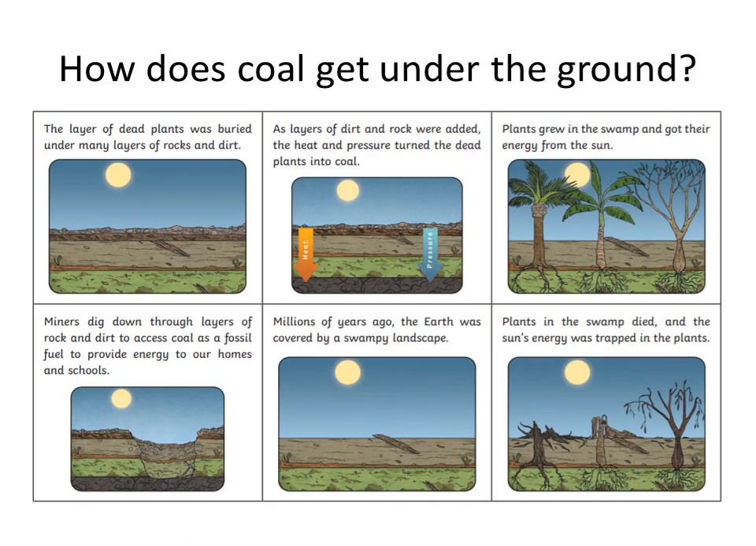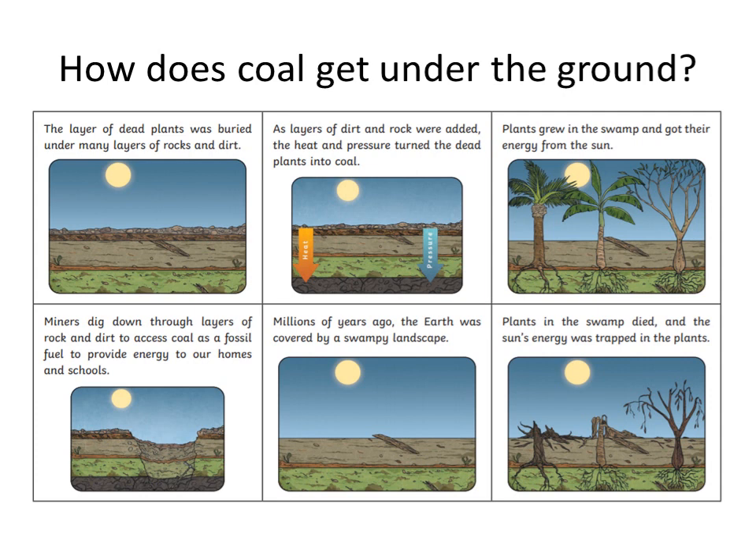So we're looking at coal. We are looking at coal mining. We want to know, how does coal get under the ground? How is it formed? I've got 6 pictures on the screen now, but the problem is they are not in order. So I'm going to read them out, and then you are going to decide the order in which to put them. First of all, the layer of dead plants was buried under many layers of rocks and dirt.